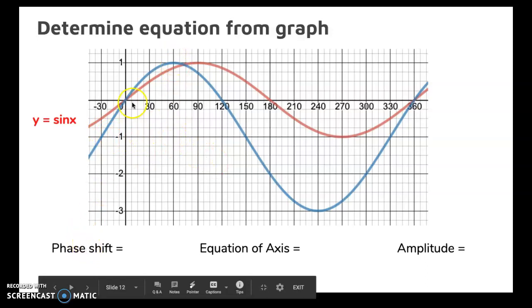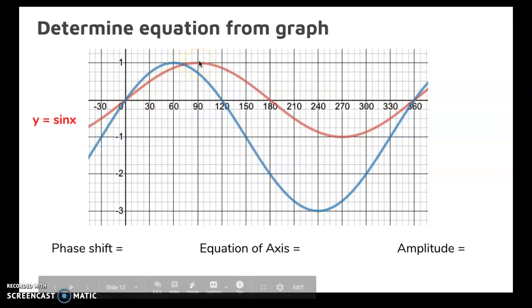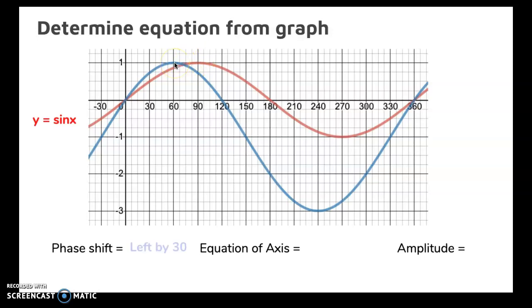So phase shift, let's look at this. The peak of our regular sine graph is at 90 and the peak of ours is at 60. That means it's gone to the left by 30, right? There we go, left by 30.